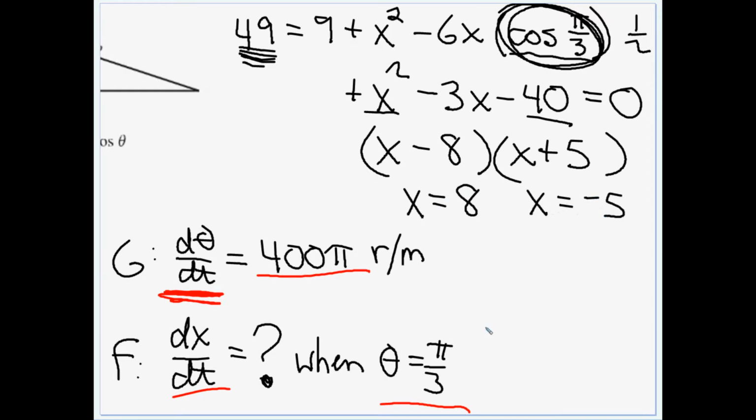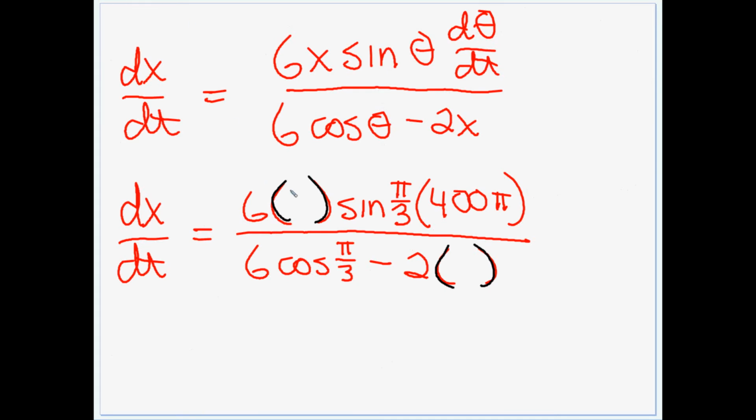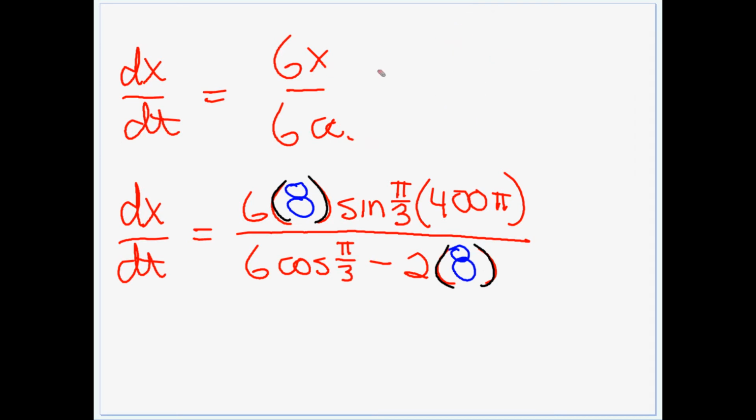Now remember, x here represents the side length of a triangle. Triangles cannot have negative side lengths, so there is our nonsense answer. We've now figured out that when we freeze time when theta is 1/3 pi, at that exact same moment, x is equal to 8. So back here, this x is equal to 8. And it's all downhill from here.